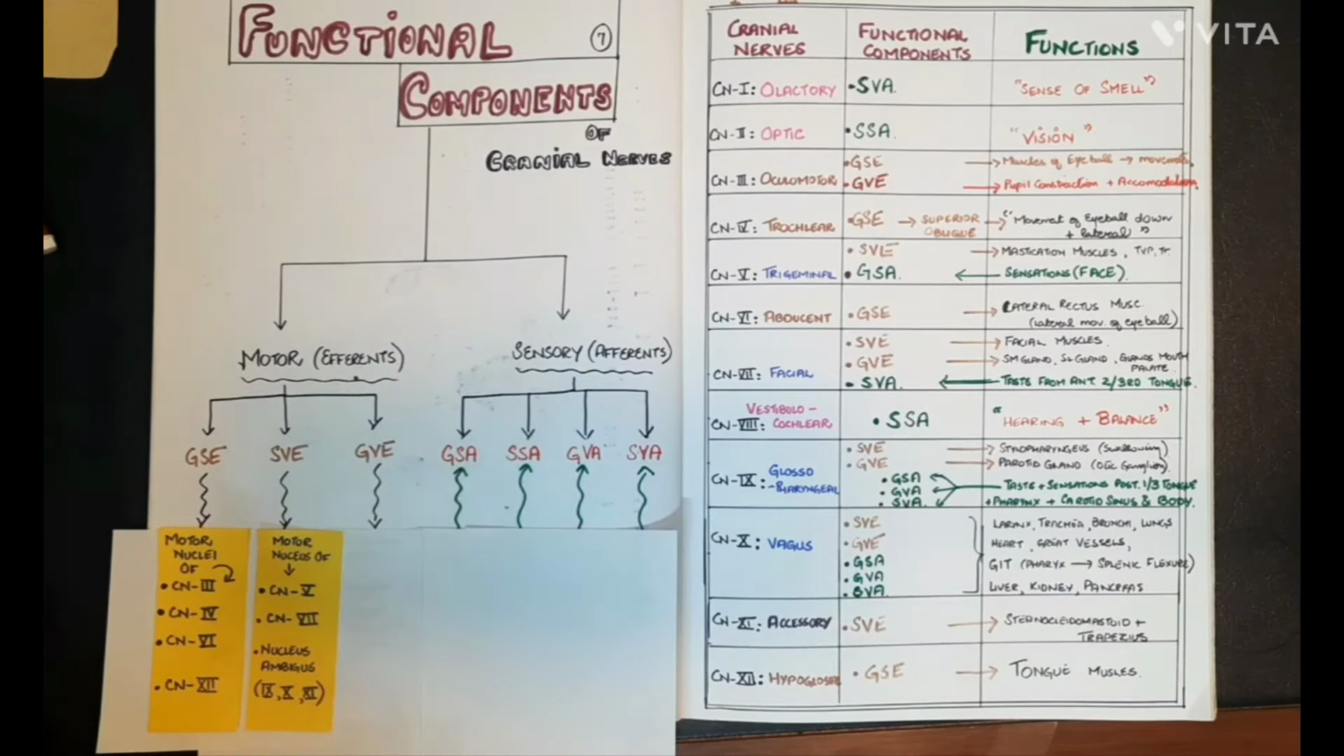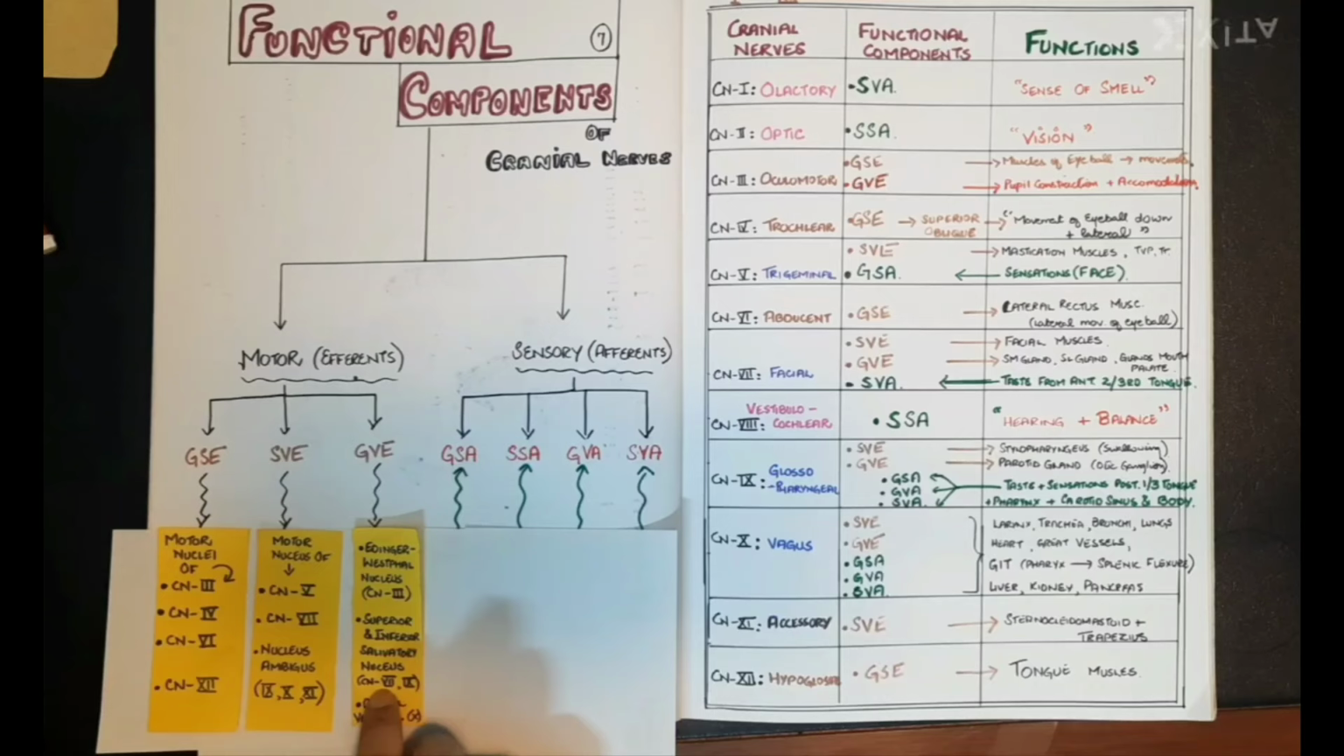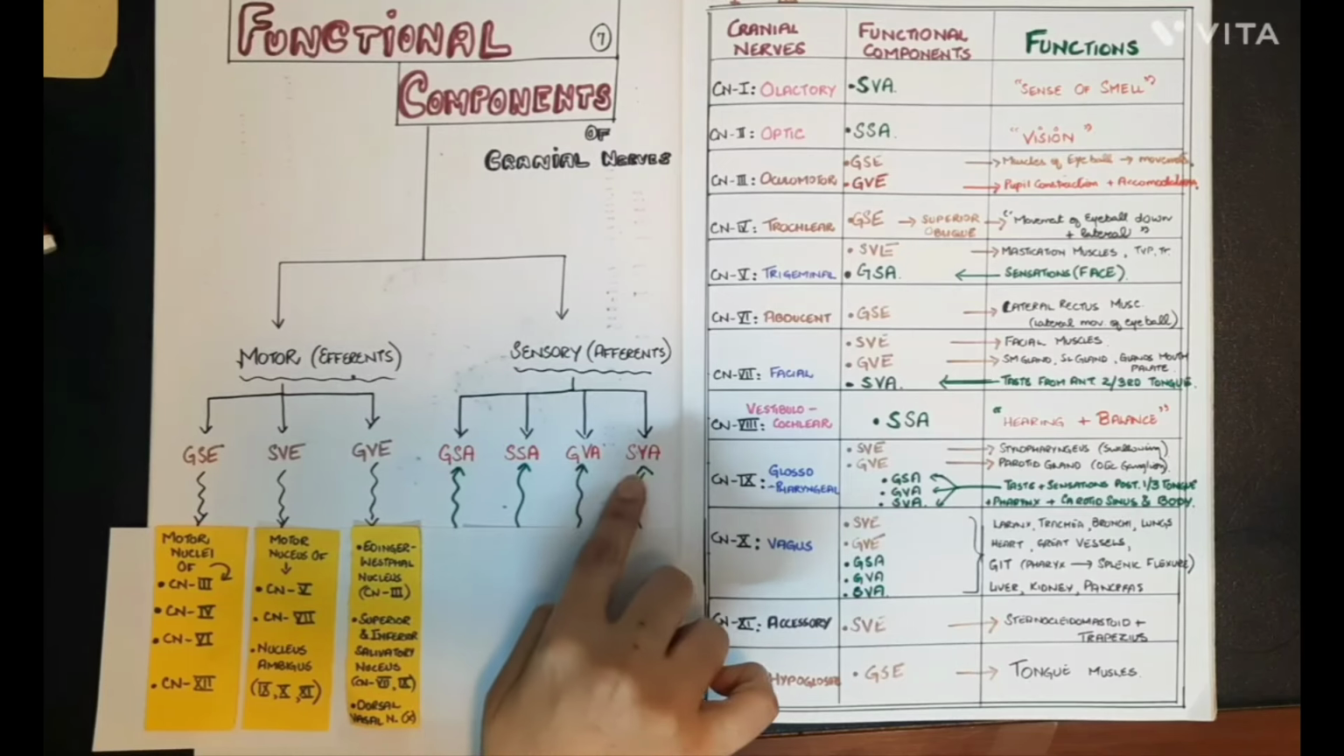nerves. General visceral efferent will include the Edinger-Westphal nucleus of the 3rd cranial nerve, the superior and inferior salivatory nuclei of the 7th and 9th cranial nerves, and the dorsal vagal nucleus of the 10th cranial nerve.